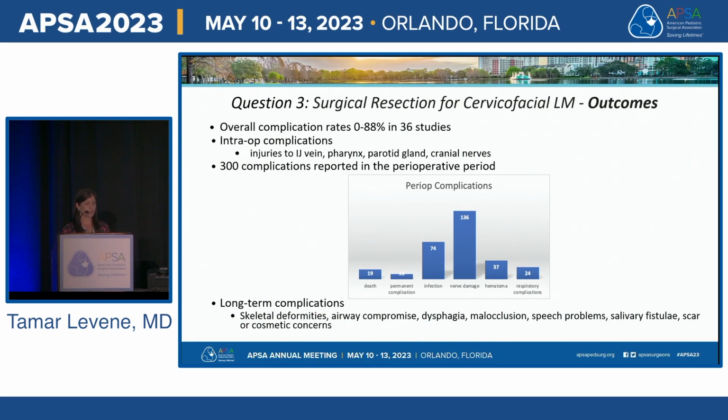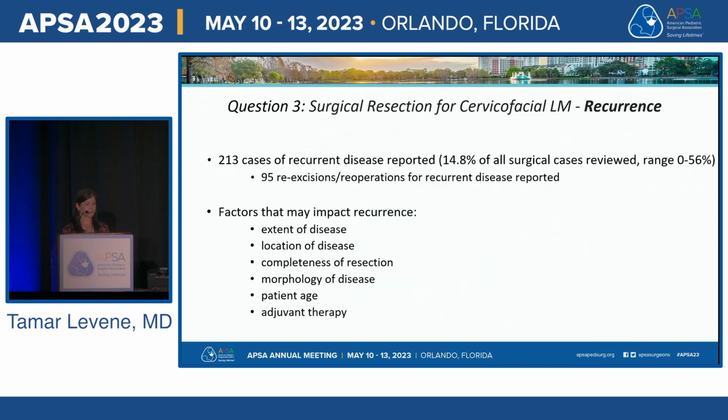So looking at outcomes, the overall complication rate for patients with cervical facial lymphatic malformations that underwent cervical resection ranged anywhere from 0 to 88% in the 36 studies when this was reported. These included intraoperative complications, perioperative complications, as well as long-term postoperative complications. And as mentioned earlier, one of the greatest types of complications that's seen is that of nerve damage. I should note that the majority of the nerve damage that was reported tended to be transient, typically resolved within 2 to 6 months of the time of surgery. However, there were some patients for which the nerve damage was permanent.